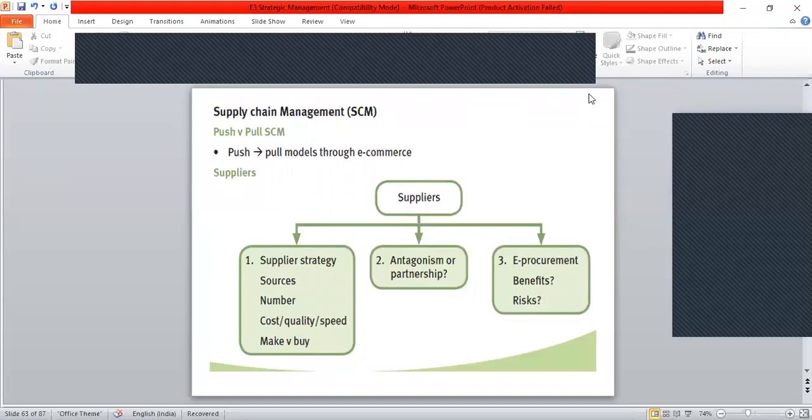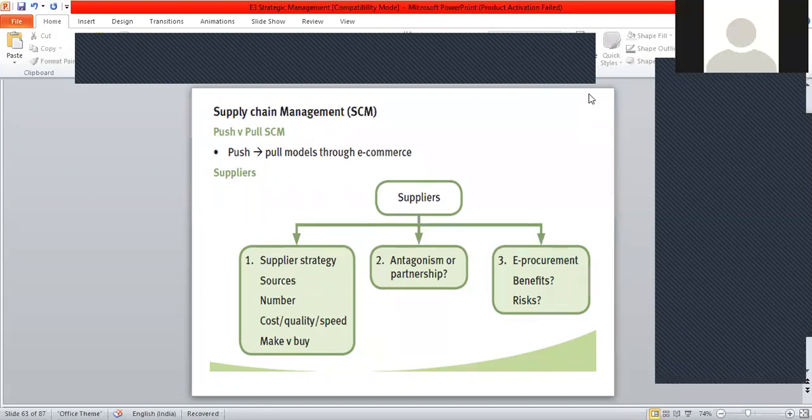on demand or on request. Okay. But then how does it happen? It happens with the help of the e-commerce platform.